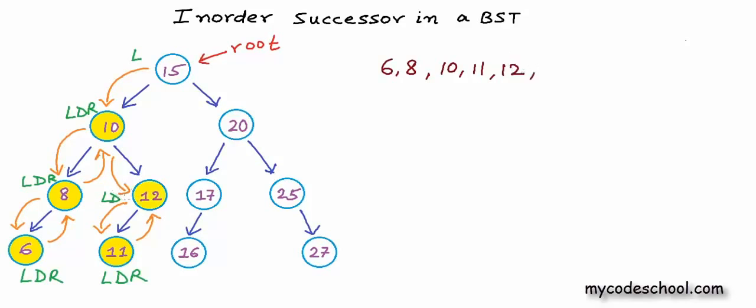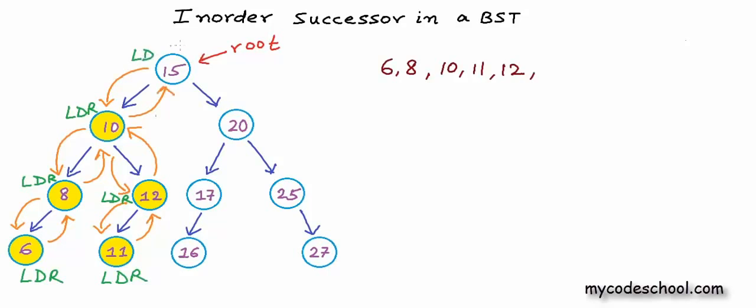So after 11 we have 12. There's nothing in right of 12, so call for this guy will finish, and we will go to its parent. Now we are coming back to 10 again, but this time from right. So this guy is already visited, so we need not do anything. We can simply go to its parent, and now we are at this node with value 15.